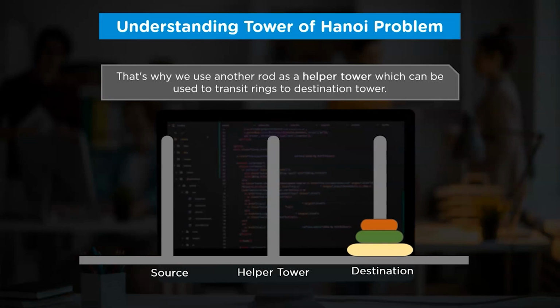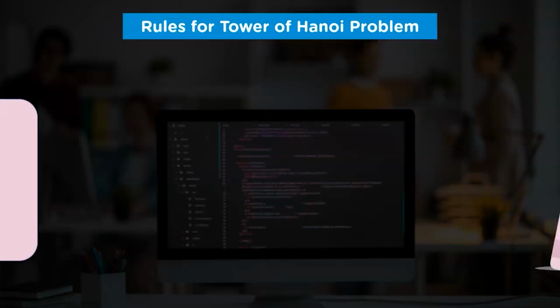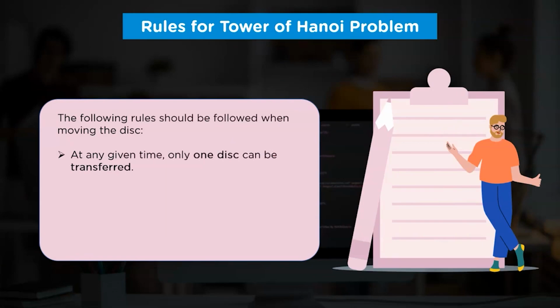Now, if we just move the two rings present at the helper tower to the destination tower, we'll solve our problem. But let me tell you guys that this explanation was just to make you visualize this problem in a more straightforward manner. In reality, this problem becomes more complex when the rules for the movement of rings are applied. So moving forward, let's look at those rules for ring movement in the Tower of Hanoi problem.